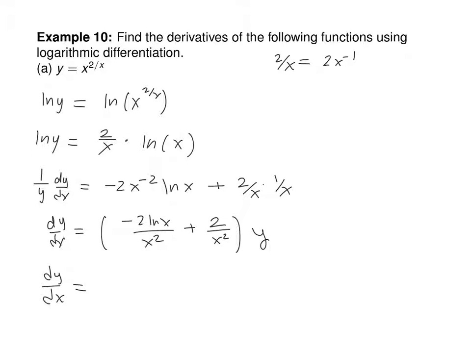Does that make sense? I can write that as 2 times 1 minus ln x, all over x squared, times x to the 2 over x.